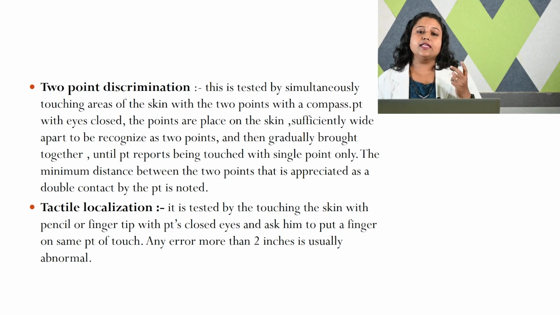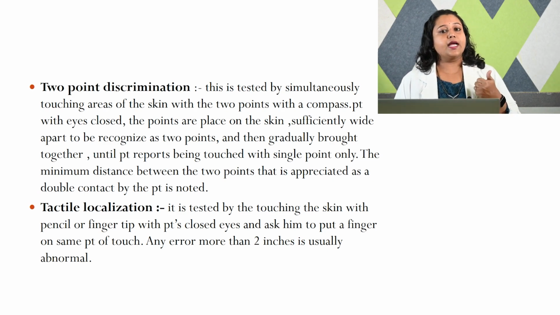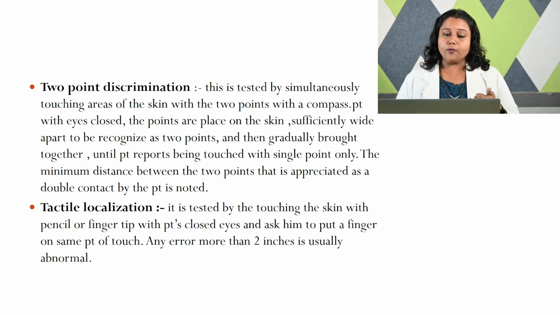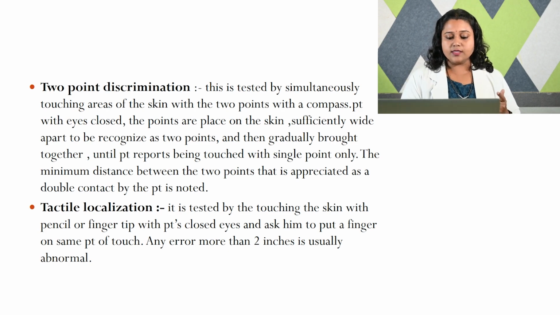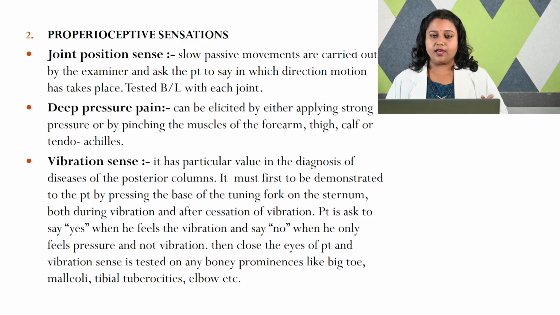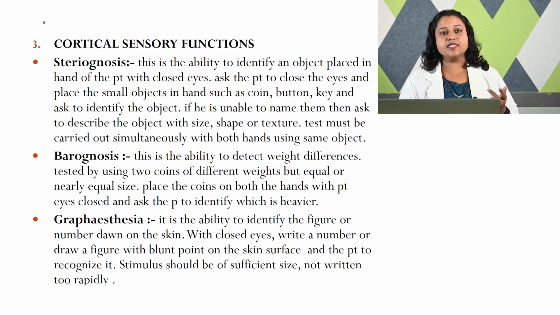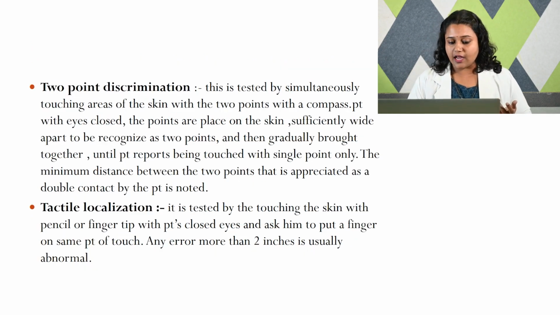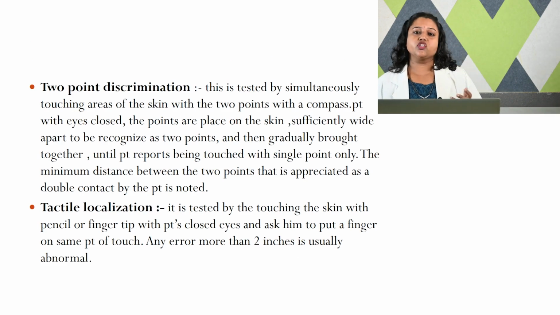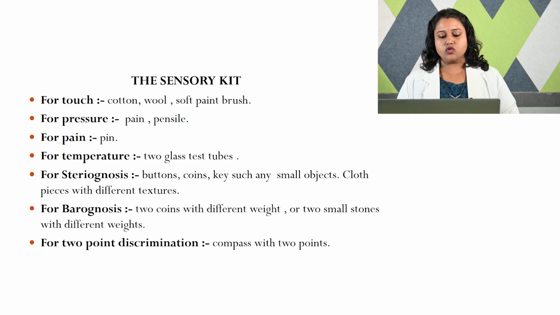Next is proprioceptive sensory examinations. In that we have seen joint position sense, vibration sense, and deep pressure pain. Next is cortical sensations. We have seen stereognosis, barognosis, graphesthesia, 2-point discrimination and tactile localization. These are the types of sensory examinations.